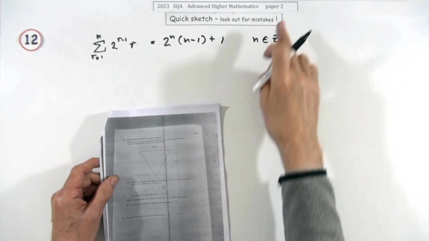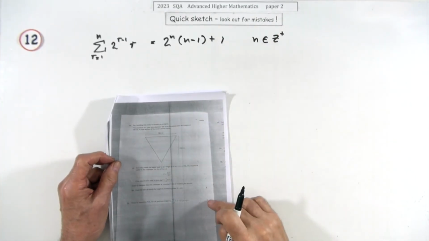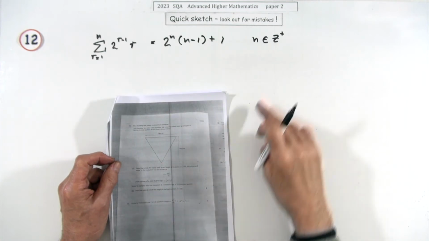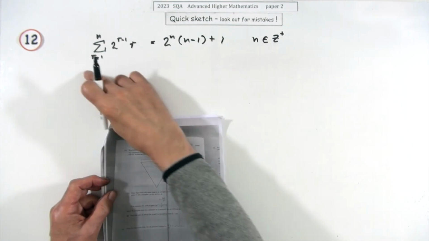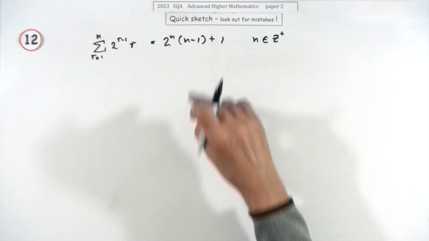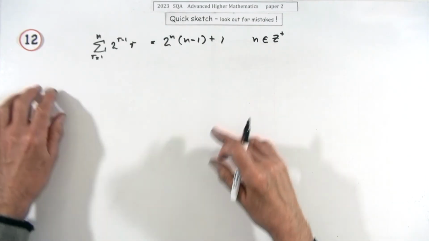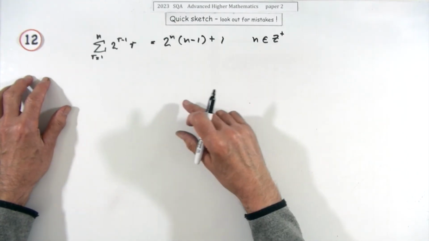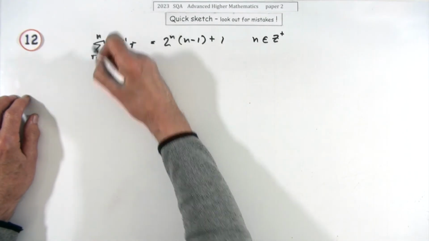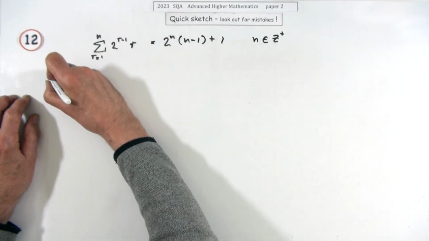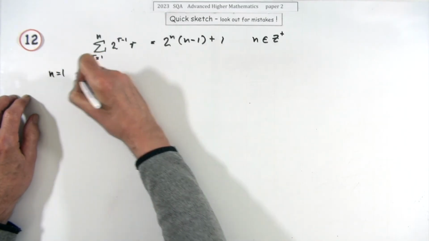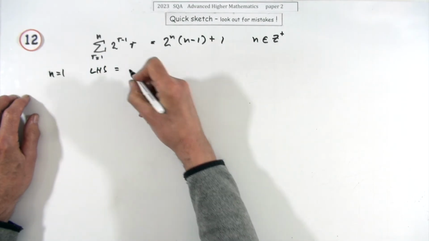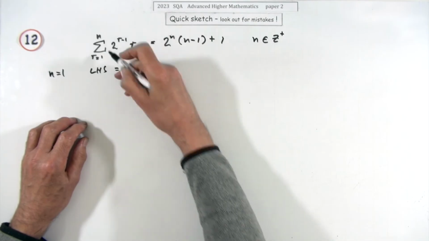Number 12 then, from paper 2, the 2023 Advanced Higher, 5 marks for proof by induction. Prove that for all positive integers n, this summation result is actually true. Well, the first stage would be, is it true at the very start? Is it true for n equals 1? So n equals 1, what have we got? You just have to check if the two parts will give the same answer. Going from 1 to 1 is just that first term.